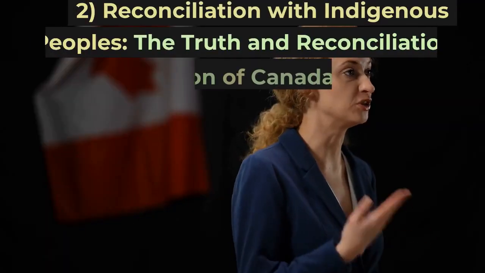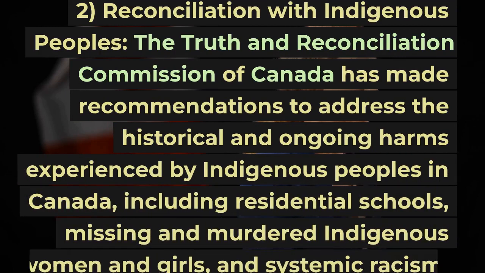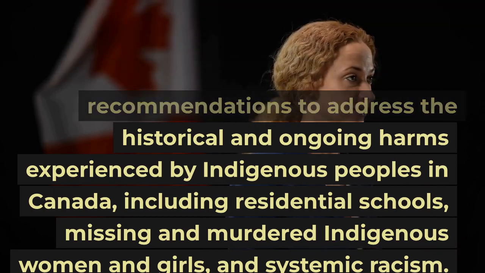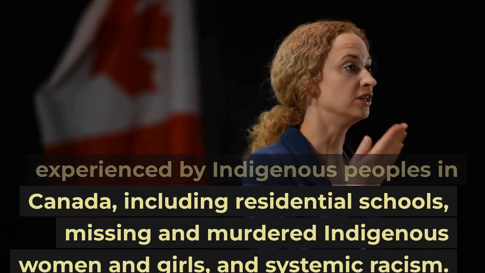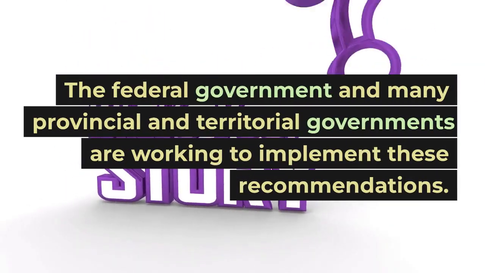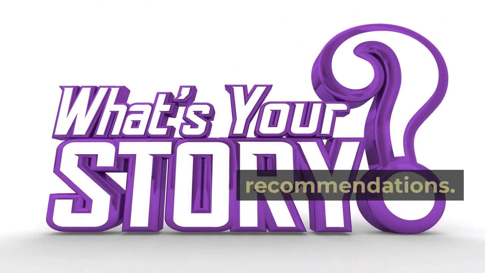2. Reconciliation with Indigenous peoples. The Truth and Reconciliation Commission of Canada has made recommendations to address the historical and ongoing harms experienced by Indigenous peoples in Canada, including residential schools, missing and murdered Indigenous women and girls, and systemic racism. The federal government and many provincial and territorial governments are working to implement these recommendations.